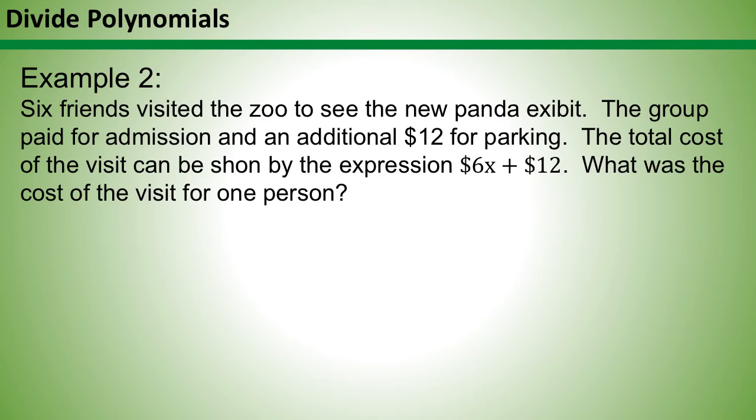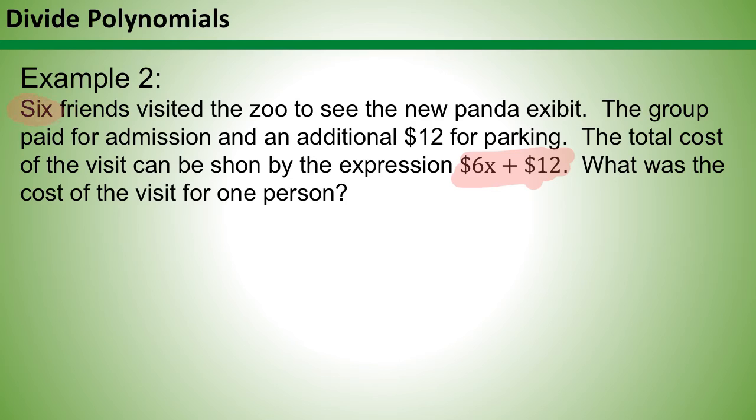So now let's take a look at a couple of word problems. So this one, it says 6 friends visited the zoo to see the new panda exhibit. The group paid for admission and an additional $12 for parking. So the total cost of the visit can be shown by the expression 6x plus 12 right here. Okay, so that's the cost for everyone. So what was the cost of the visit for one person?